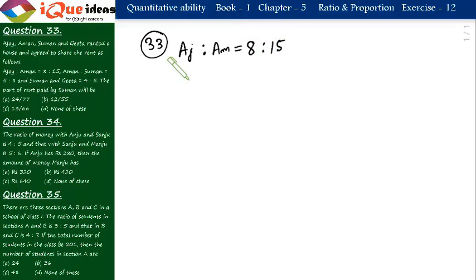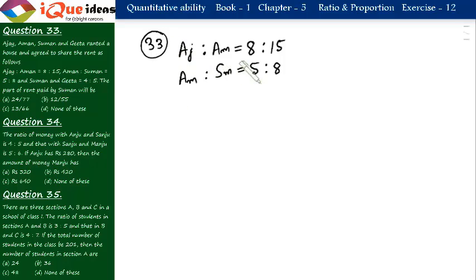Okay. Then Aman is to Suman. So I'm writing in short. Aman is to Suman is 5 is to 8. Okay. Then we have Suman is to Geeta is 4 is to 5. Okay. So let's do one thing. First calculate their combined ratio.